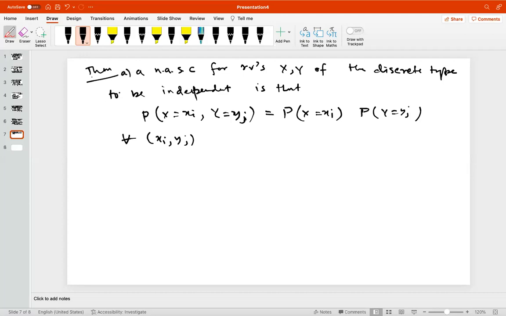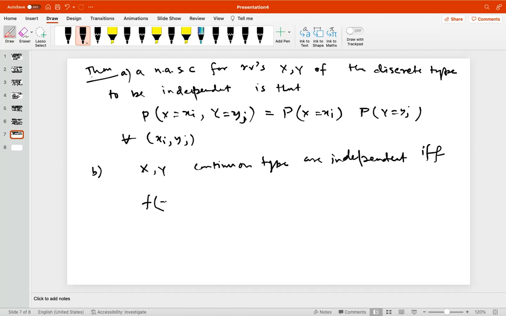Now, for the continuous type, what happens? This is the discrete type, and for the continuous type, we have a density. X and Y of continuous type are independent if and only if the joint density function is the product of the two marginal density functions. And that should be true for all x and y. The proof is easy, so it is left as an exercise.